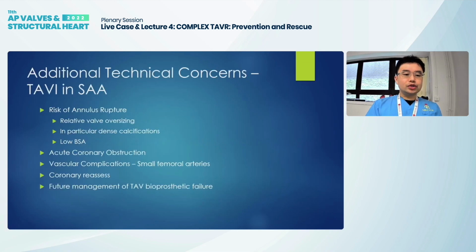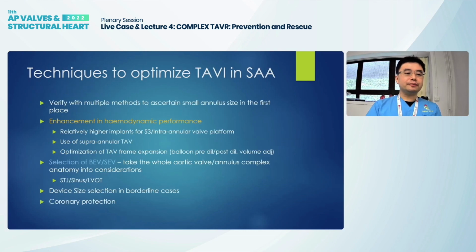So what are other concerns for TAVI in SAA? Mainly the risks associated with TAVI, including risk of annular rupture due to relative valve oversizing, dense calcifications while we have a relatively small area, and low body surface area, which is associated with the overall anatomy of the patients. Risk of acute coronary obstruction, vascular complications accompanied with small femoral arteries, difficulties in future coronary access, and future management of TAVI in TAVR.